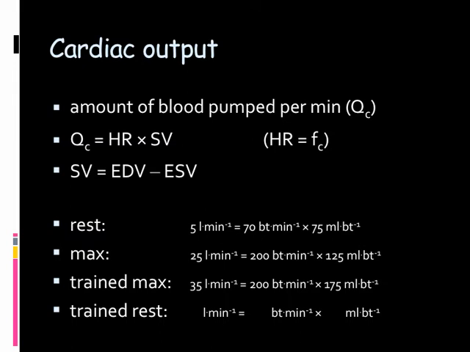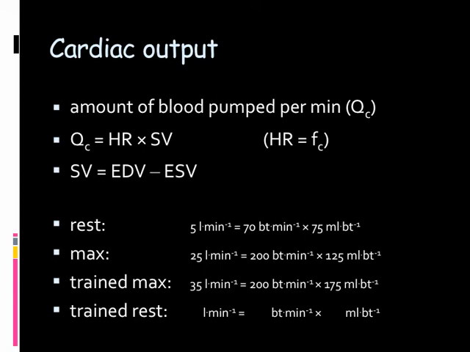And then you could do the math and just calculate what the stroke volume must be by dividing 5,000 milliliters by 70 or 25,000 milliliters by 200. So what do we see here? In exercise, cardiac output increases because of increases in heart rate and stroke volume. Now those are maximal exercise values.